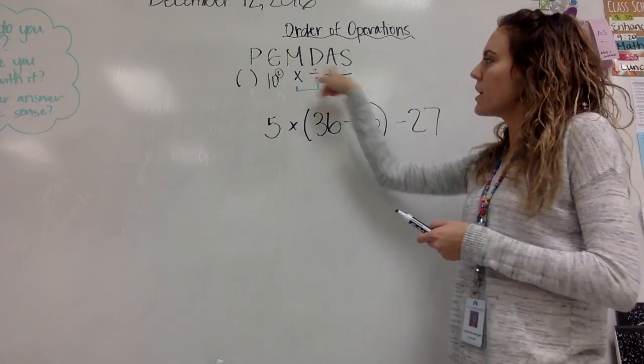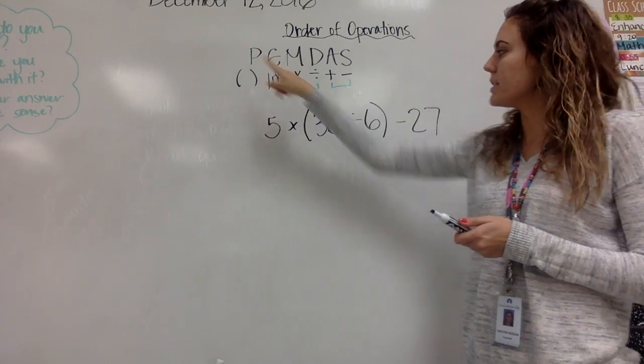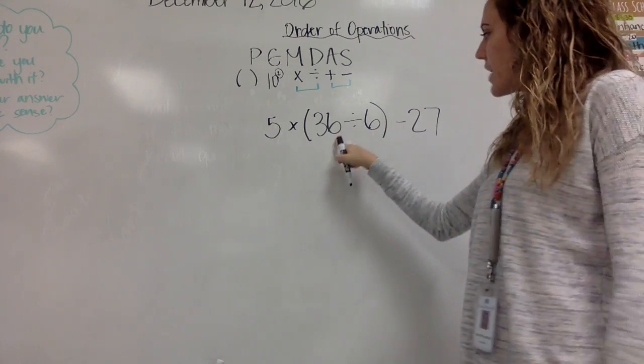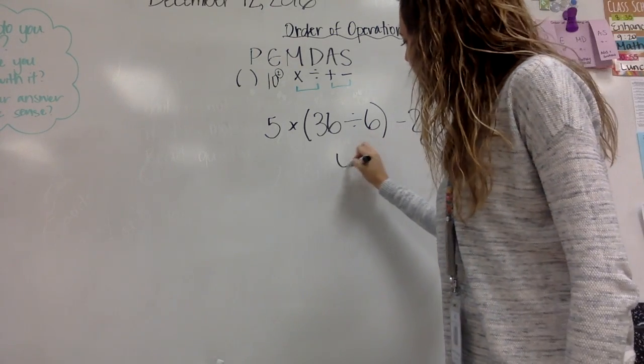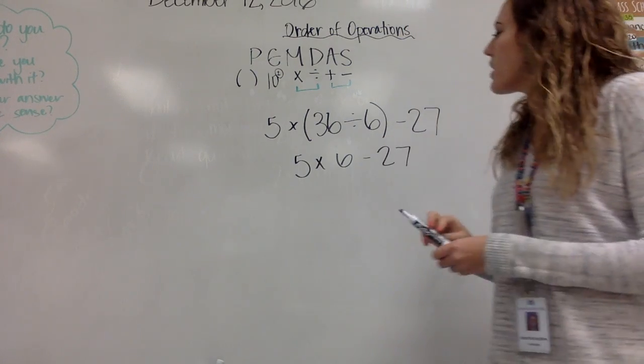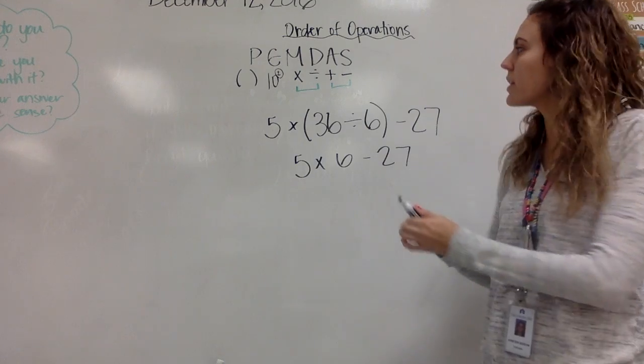Okay, looking at order of operations, we're going to start with our parentheses again. So our parentheses in this problem is 36 divided by 6. So I'm going to solve that. 36 divided by 6 is 6, and I'm going to copy the rest of my problem down. Okay, now I have 5 times 6 minus 27.